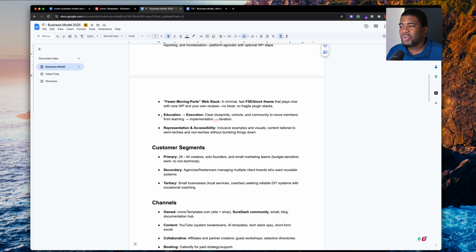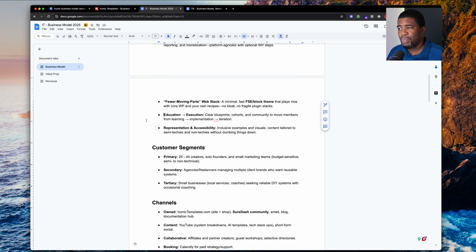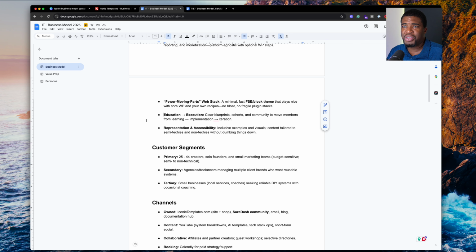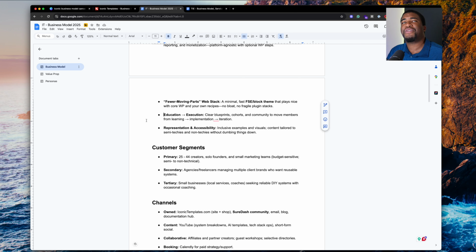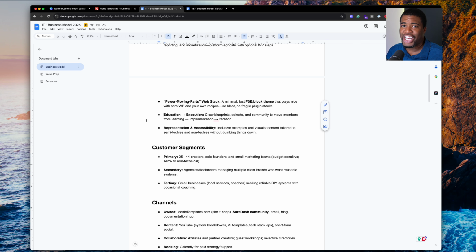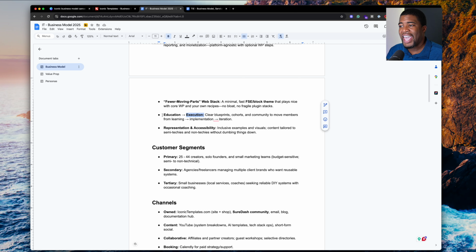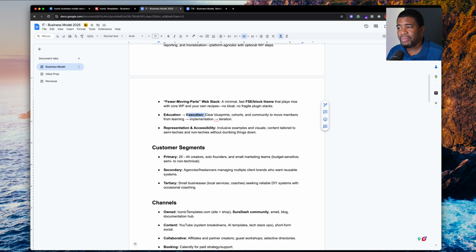Then the difference between education and execution. I had to understand, more importantly, that I just don't want to educate and people just don't want to be educated. We have to challenge ourselves. We have to call ourselves to action. That is where the execution part comes in, y'all. We got to educate to execute, right?